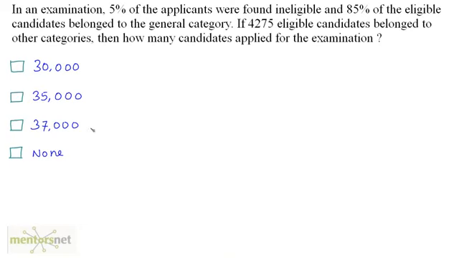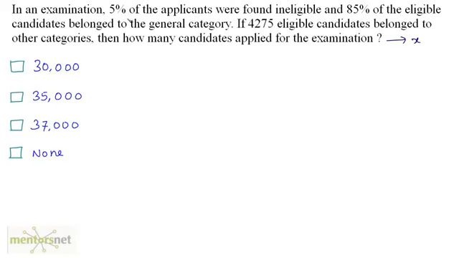In an examination, 5% of the applicants were found ineligible and 85% of the eligible candidates belong to the general category. If 4,275 eligible candidates belong to other categories, then how many candidates applied for the examination? Well, let us consider that the total number of candidates who applied for this examination be X.